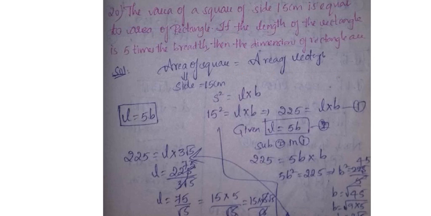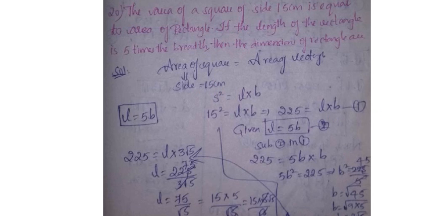So write the formulas now. What is the formula for the area of a square, friends? Side into side, which is s squared, is equal to the area of the rectangle, which is length into breadth. What is one side? They have given 15 centimeters for the square. So 15 into 15 equals length into breadth. Then length into breadth is, friends, 15 squared, which is 225. That is our first equation. Now the first point is finished.